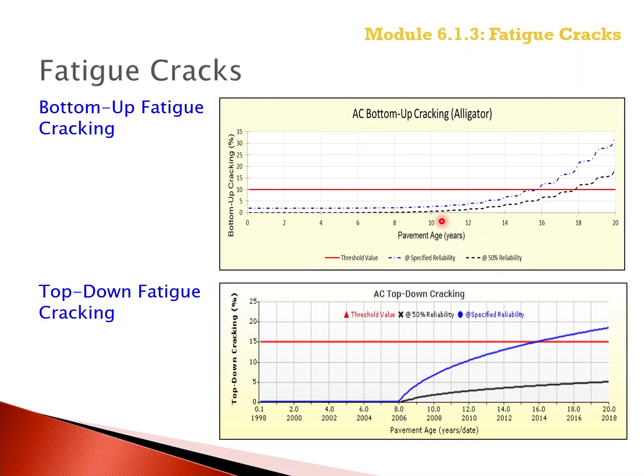Bottom-up cracks increase in extent or area with repeated load applications at an increasing rate. Generally, it takes longer for the bottom-up fatigue cracks to appear on the surface, but once they appear on the surface and can be measured, they start to increase at an increasing rate.